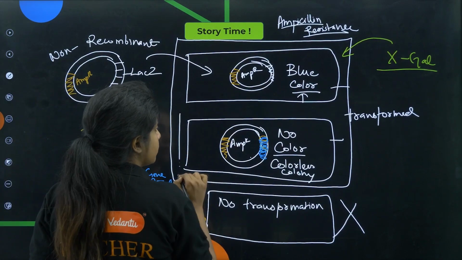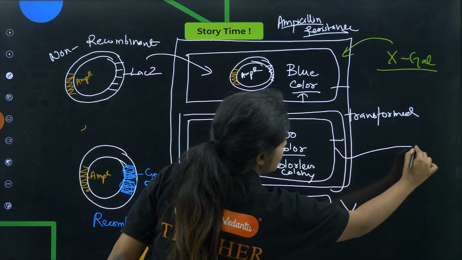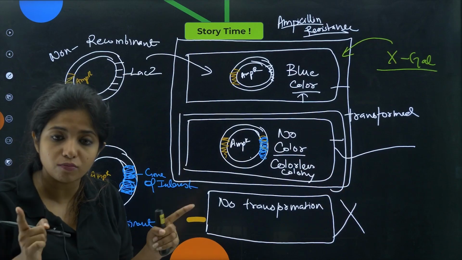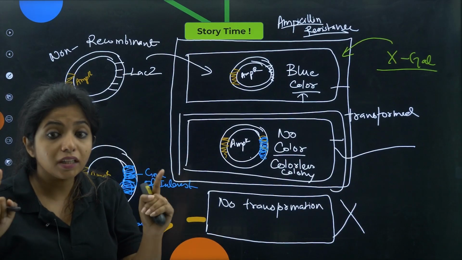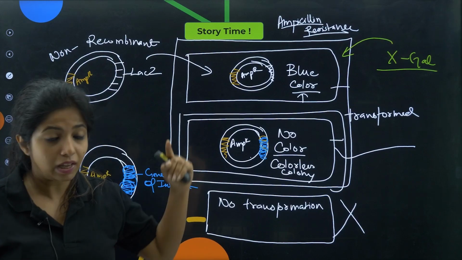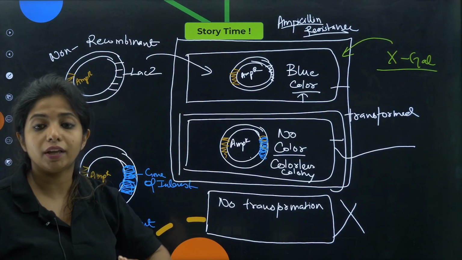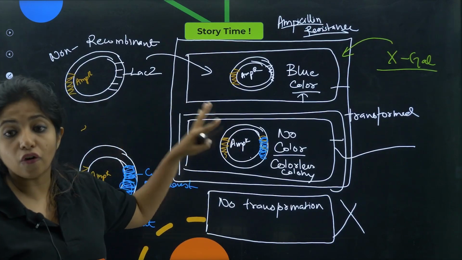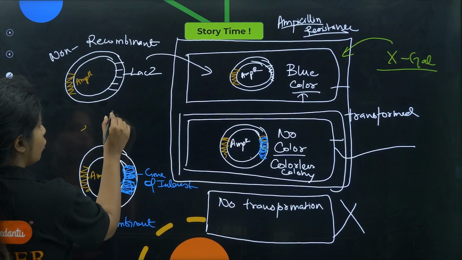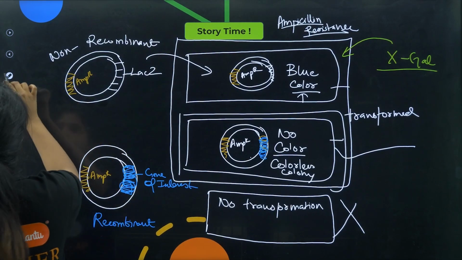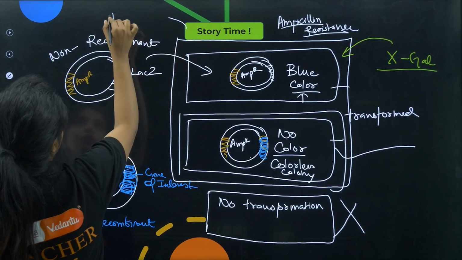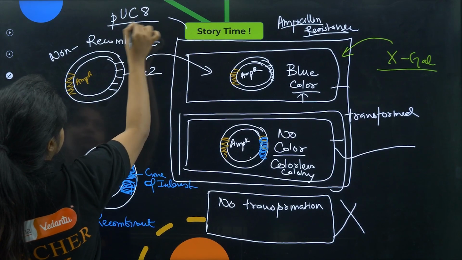So I will choose them. What will I choose, children? This is the gene of interest, and this is how the question comes. Will you choose the colorless one or the blue colored ones? Read the question carefully and then only go ahead. The scenarios could be changed, but read the question carefully. This is the story of pUC8.